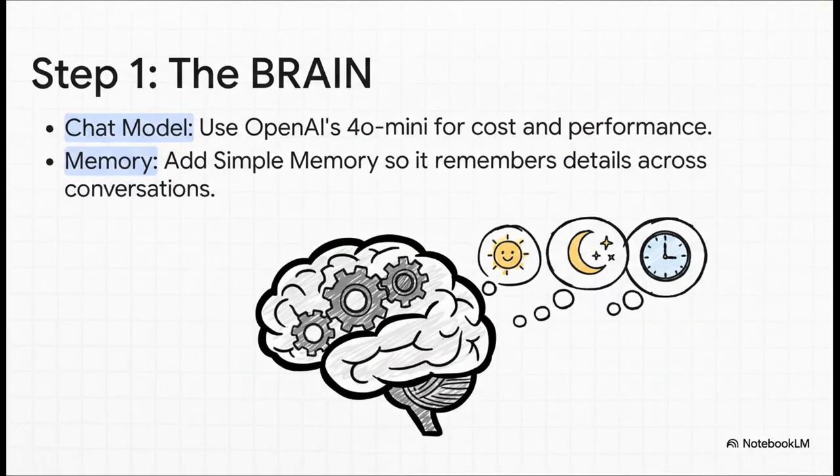Okay, first up, the brain. Every agent needs one. We need a language model. For this example, something like OpenAI's 4.0 Mini is perfect. Why? Because it's fast, it's smart, and it's cheap. Great combo. But here's the catch. A model by itself has the memory of a goldfish. It's totally forgetful. That's why the secret ingredient here is adding memory. This lets our agent remember what you talked about yesterday or even last week. It makes the whole conversation feel way more connected and intelligent.